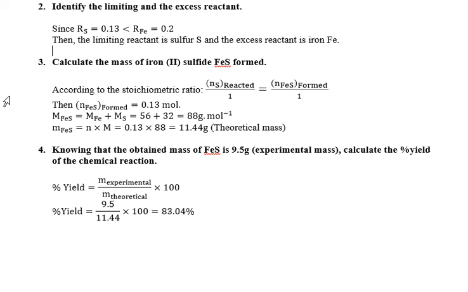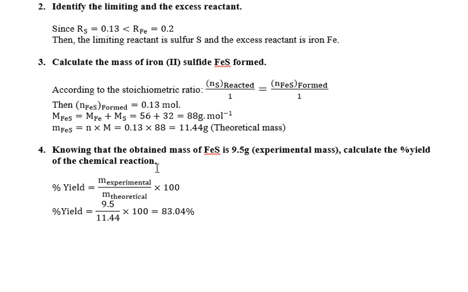Calculate the mass of iron 2 sulfide, FeS, formed. To calculate it, according to the given rule, the mass equals number of moles times molar mass. Molar mass is equal to the sum of the two molar masses, which is equal to 88. Number of moles is calculated by using a stoichiometric ratio. To calculate the number of moles of FeS, you have to take it with the limiting reactant, which is sulfur. Don't forget this. So the number of moles of FeS equals 0.13, and finally the mass of FeS formed equals 11.44 grams. This mass is called the theoretical mass, the theoretical quantity, since it's calculated by using stoichiometric calculations.